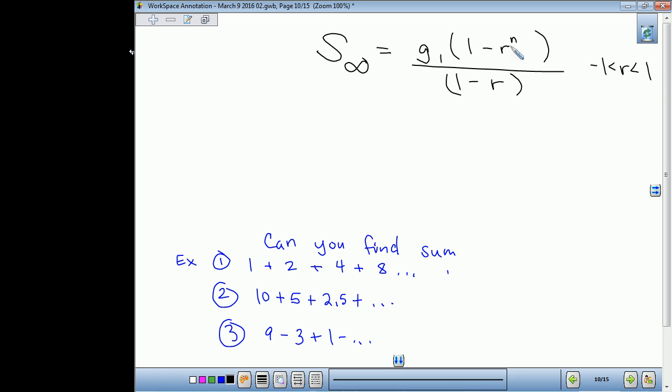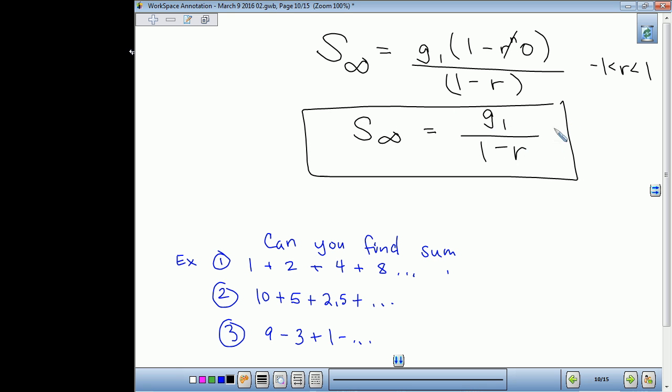So if I took a fraction and raised it to an infinitely large number, our calculators just told us that approximates to be 0, doesn't it? And what is 1 minus 0? 1. And what is 1 times g sub 1? G sub 1. Alright, so here's our formula. This is it. That's really easy now.